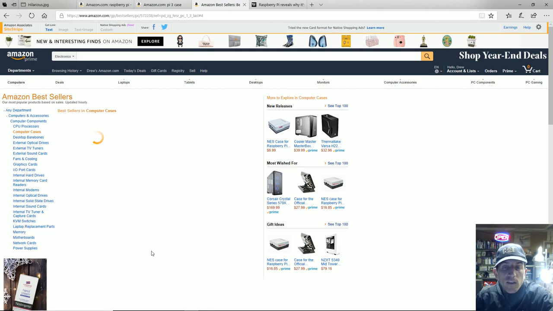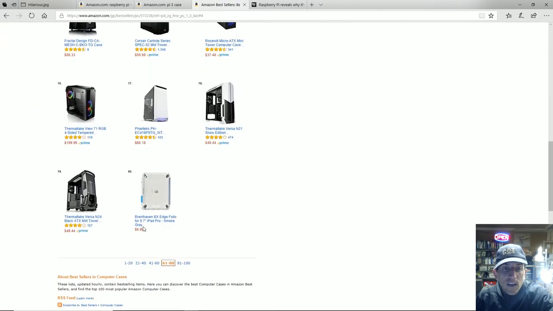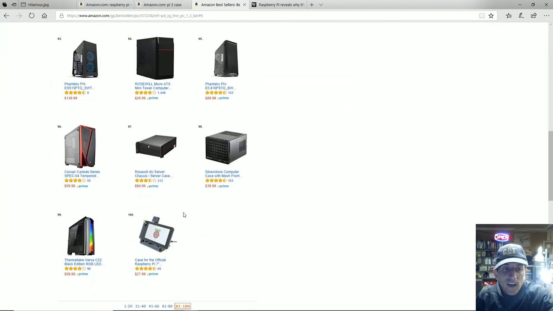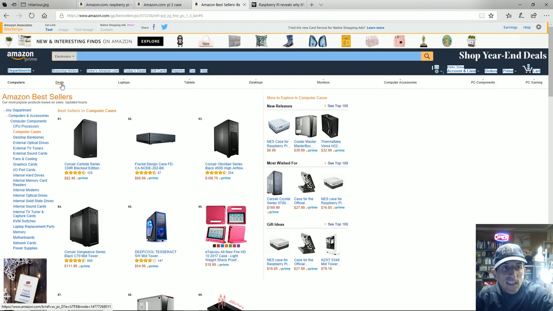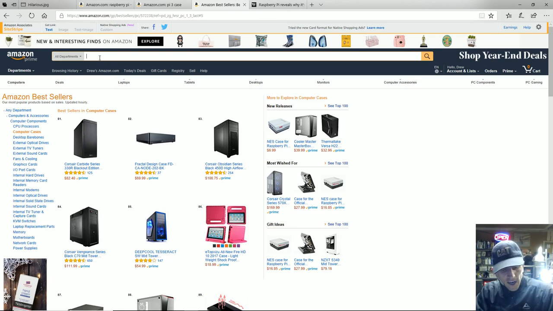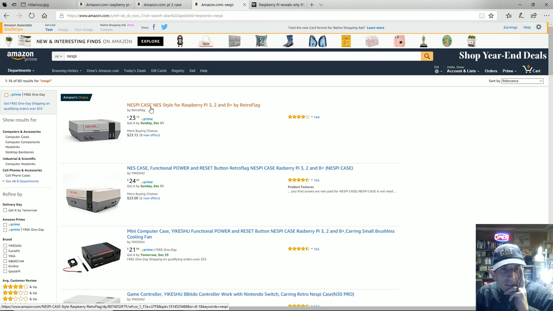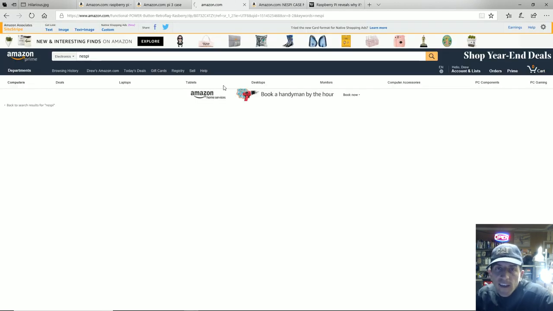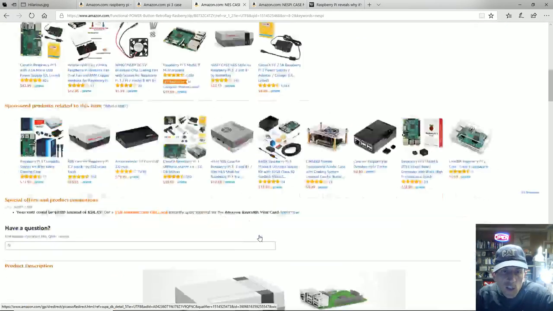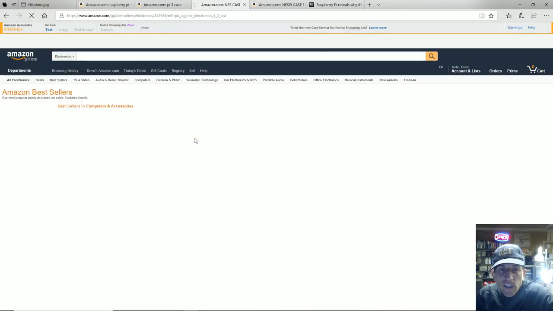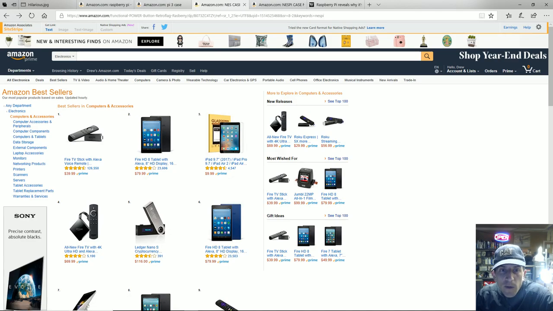Okay. So Raspberry Pi 3 cases. Not a lot up there. I'm surprised the Nest Pi case isn't on here. Let's see where the Nest Pi case is. Let's try both. So there's Retroflag and Yikeshi. Okay, they're putting themselves in computer accessories. Hold on, let's see what number they were really quick.